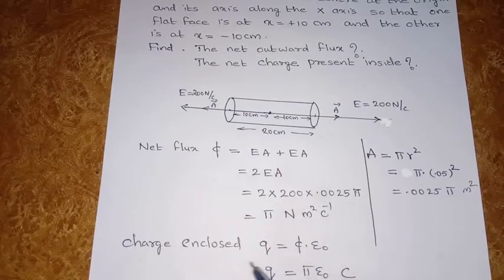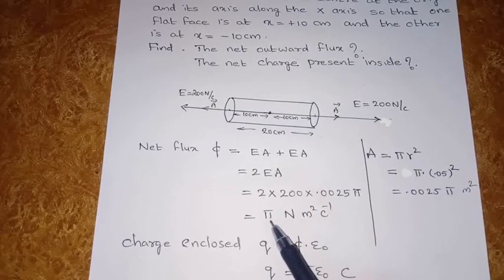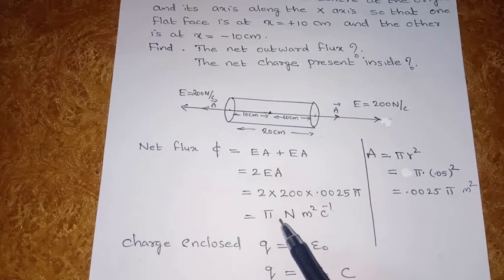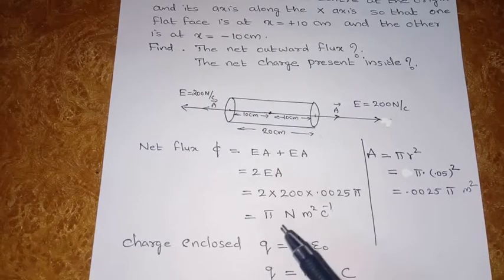And on calculation the value will be pi Newton meter square Coulomb raised to minus 1. The value of pi we already know is 3.14. So this is the net flux that passes through the surface.